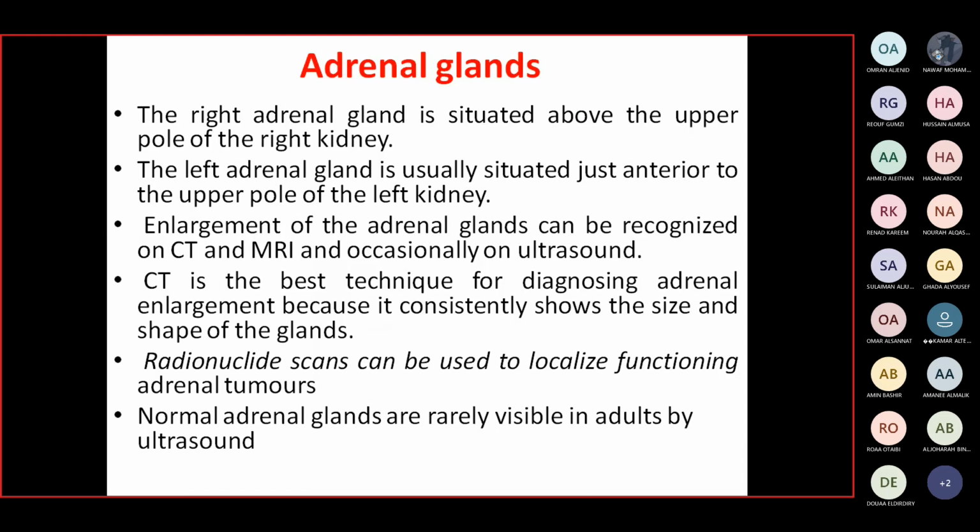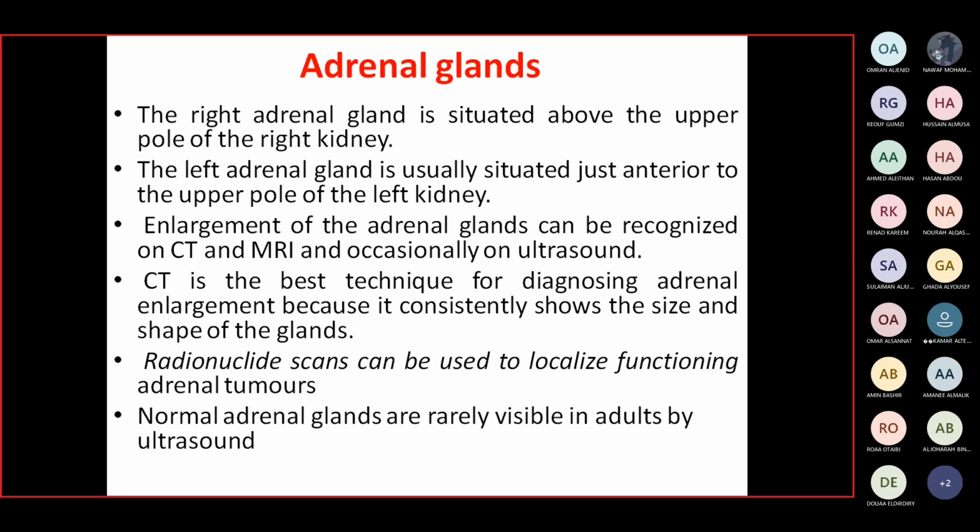The next gland is the adrenal gland, the suprarenal gland. As you know from anatomy, the right adrenal or suprarenal gland is situated above the upper pole of the right kidney, and the left one is usually situated just anterior to the upper pole of the left kidney. So we call them suprarenal glands.